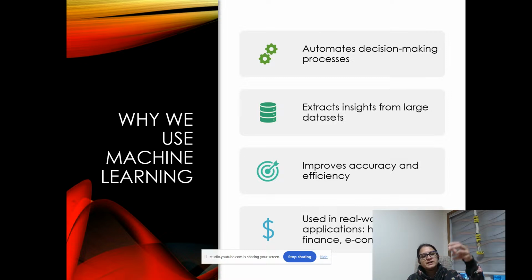If you give the data, this number of rooms, 5 rooms, this is the area of the house, this is the number of garages, and this will be the price of the house. So your machine itself automates that decision making. It speeds up the process, it helps you, it reduces the cost. There are many benefits. Extract insights from large data sets.